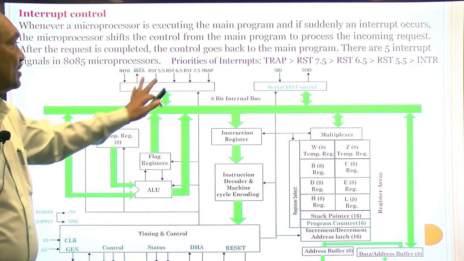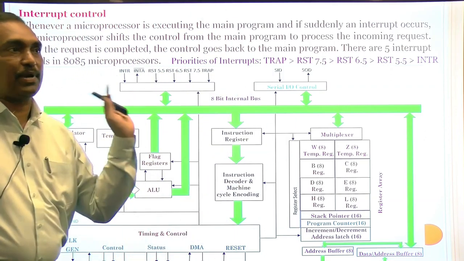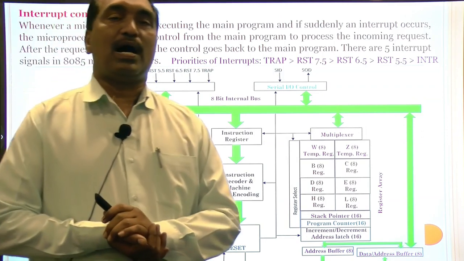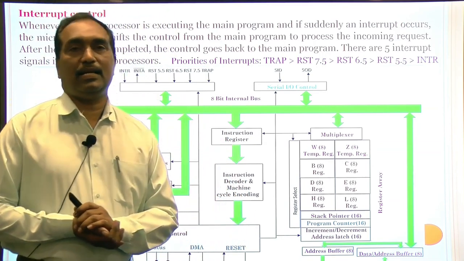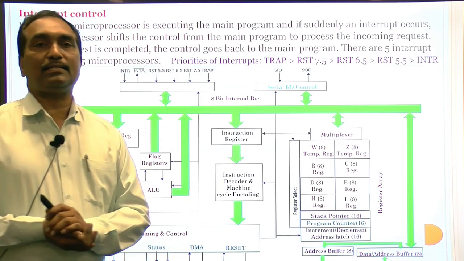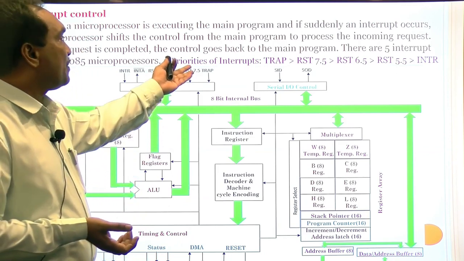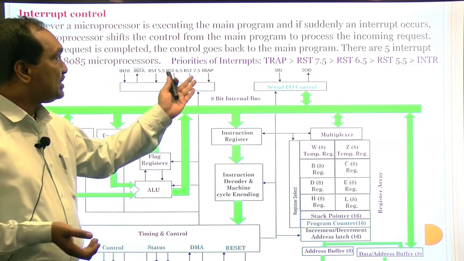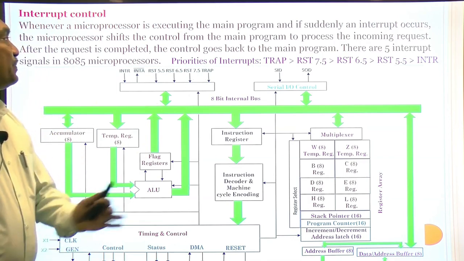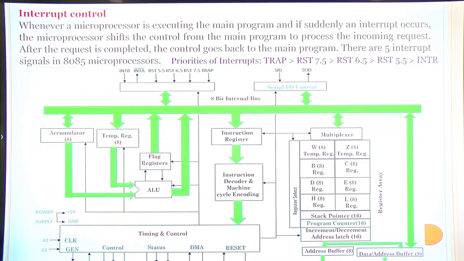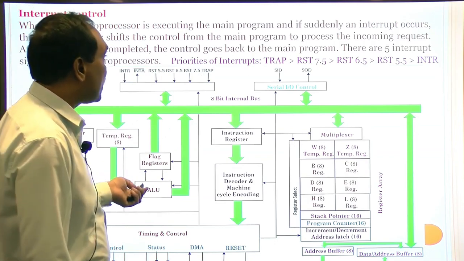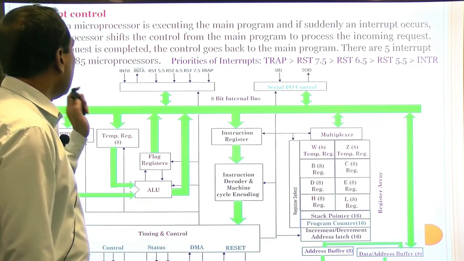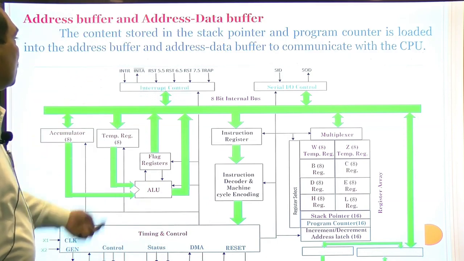There are actually 5 interrupts in the 8085 microprocessor. That is TRAP, RST 7.5, RST 6.5, RST 5.5, and INTR. Depending on this, the priority will be given. TRAP has the highest priority, then RST 7.5, then RST 6.5, and the last priority is INTR. So any interruptions that happen during the execution of the program can be handled by using this interrupt control.